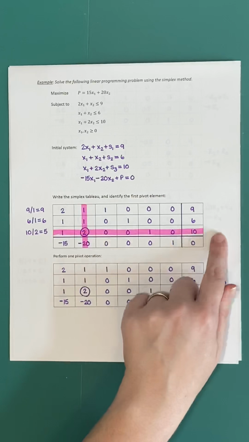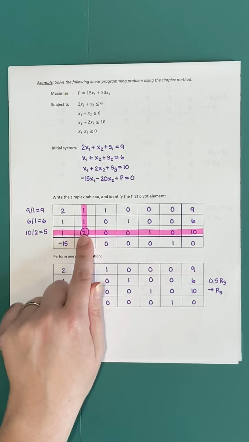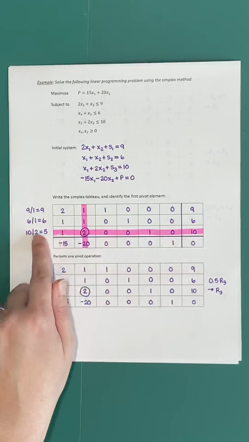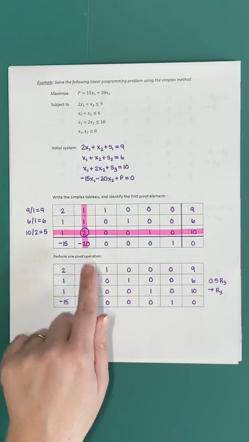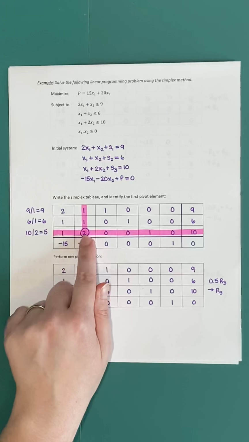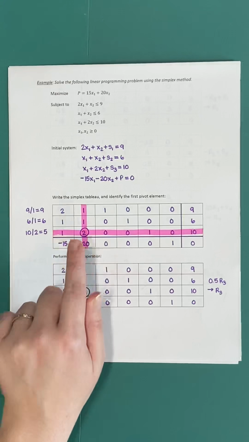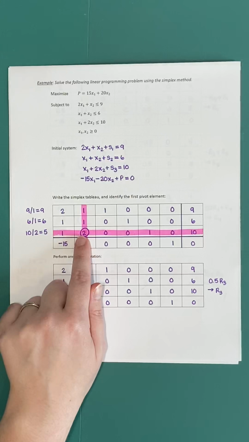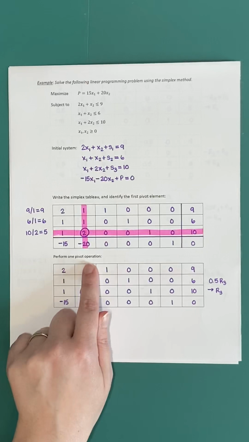So I'm going to take the row that gave me that particular quotient. So that's going to be my pivot row. So pivot row intersected with pivot column tells me that 2 is going to be the pivot element. So that's going to be the element I convert into a 1, and that's going to be the element I use to clear the rest of the column.